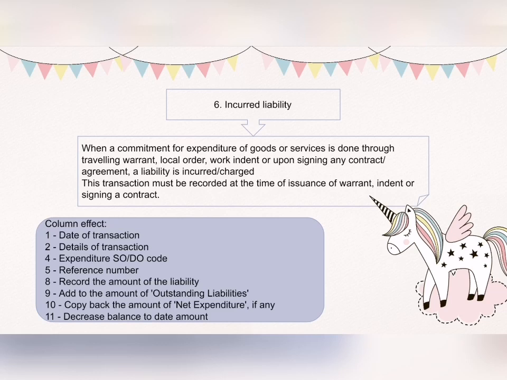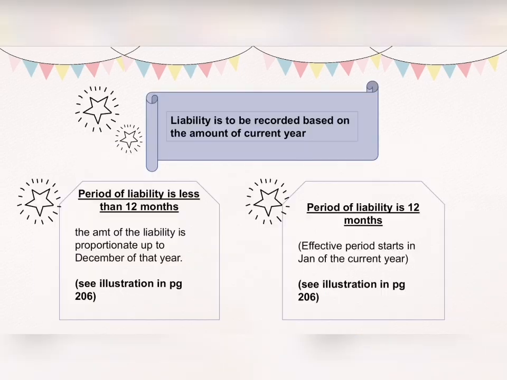Direct liability will affect columns 1, 2, 4, 5, 8, 9, 10, and 11 in part 3. And the other two types of liabilities will affect the same columns as direct liabilities, and the only difference is the amount to be recorded.